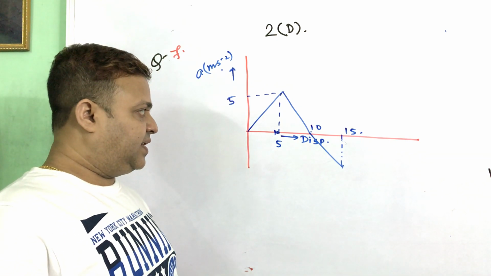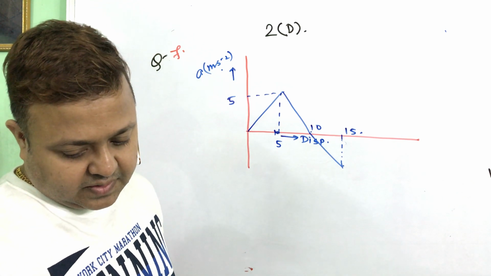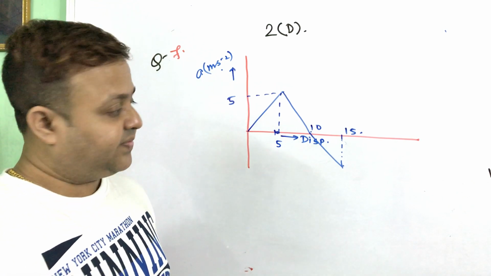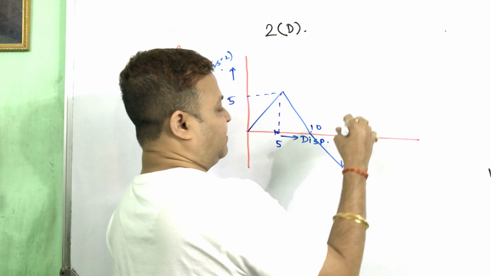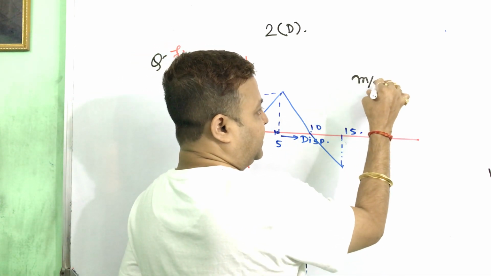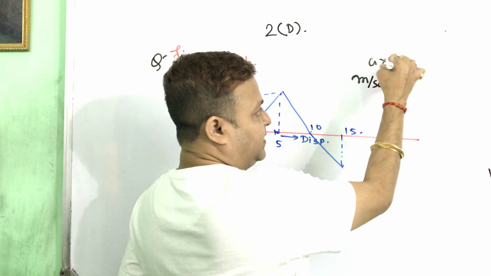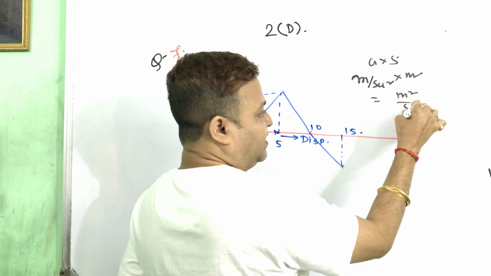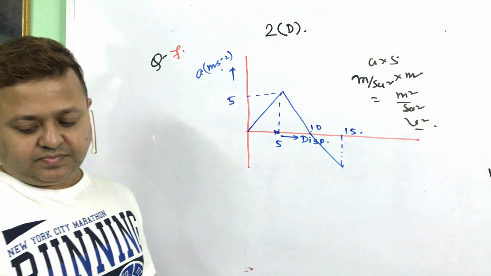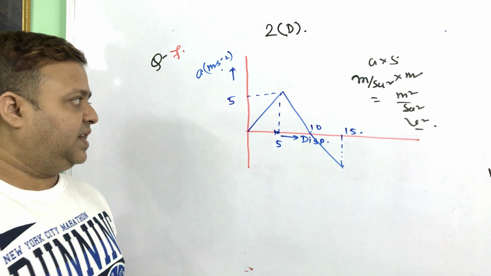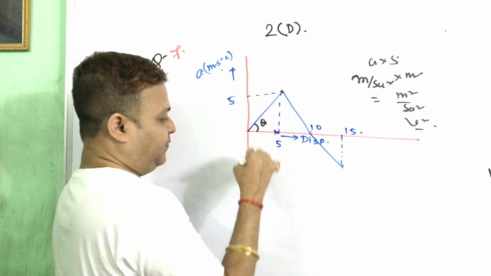Acceleration versus displacement graph is shown in the figure. Then what is the velocity at 15 seconds? Like area under acceleration versus displacement graph, acceleration means meter per second square into meter, the product of this one, acceleration into displacement, meter square by second square, that means we get velocity square. Then look, in 5 seconds what is the final velocity?